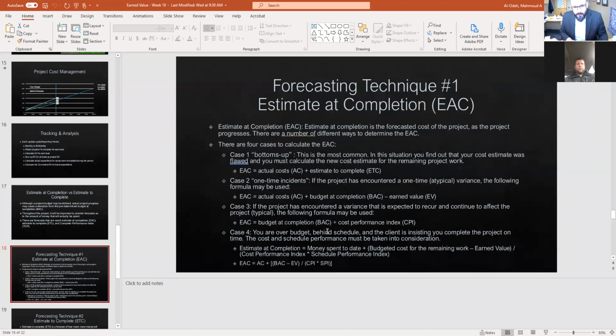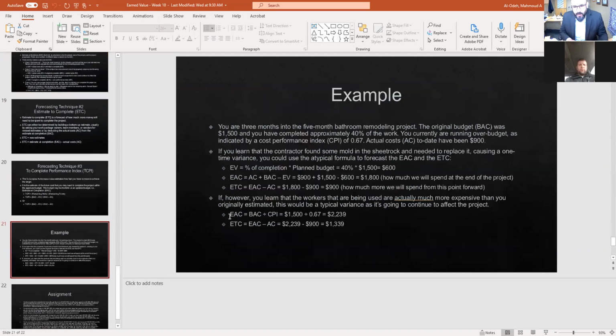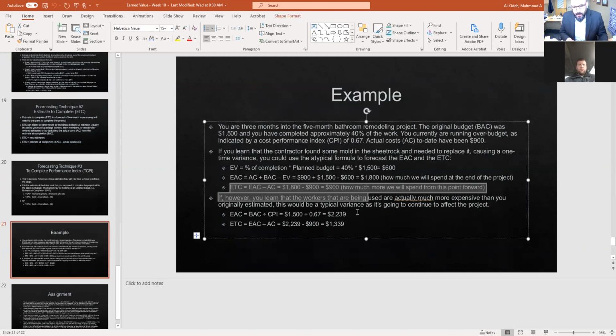So the first one, the estimate at completion, and I'm going to jump to the example that I provided because that will give you an idea of the difference between estimate at completion and estimate to complete. They're very similar in wording, but they give you a different meaning to manage your project. Estimate at completion is how much you will spend by the end of the project. Estimate to complete is how much more you will spend from this point forward.